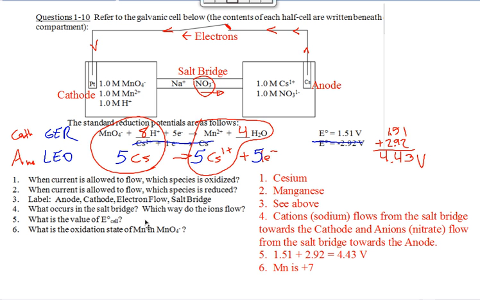And then we already actually did this one. What's the value of the cell? We combine the voltage together, so the cell potential is 4.43 volts. And what's the oxidation state of manganese? That manganese is a +7. It's going from +7 here to +2 here, which is why there's 5 electrons. So after all of that, do you have any questions about batteries, Casey?